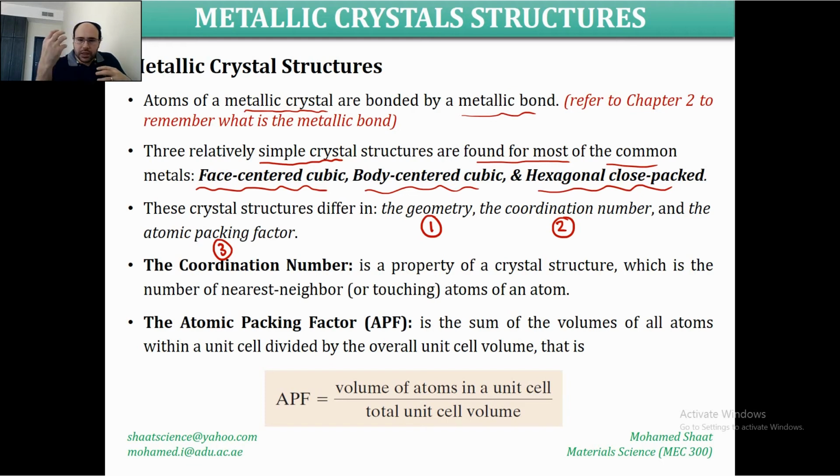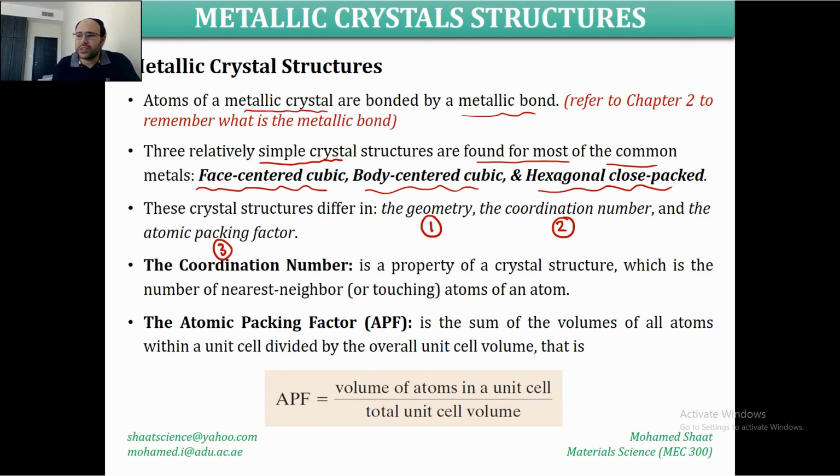What makes one crystal structure different from the other? There could be other things, but these are the three main factors that distinguish the face-centered cubic from the body-centered cubic from the hexagonal close-packed. The first is the geometry, which depends on the shape and how many atoms. The geometry includes many things: the shape of the unit cell of this crystal, and the number of atoms located inside this unit cell.